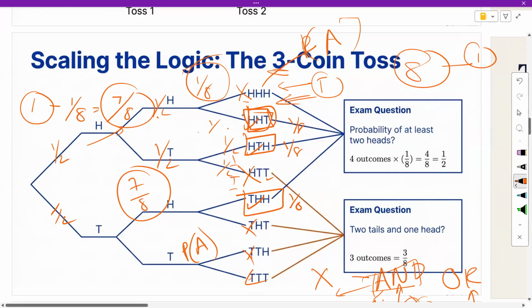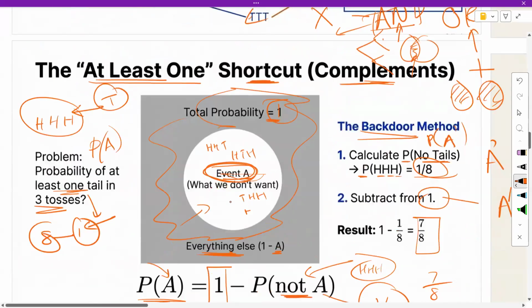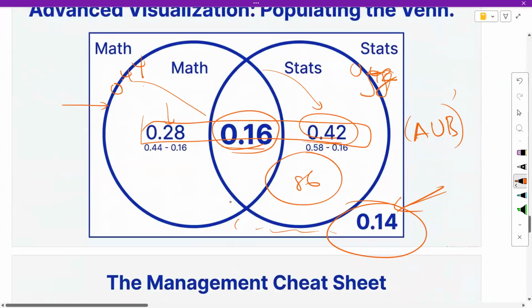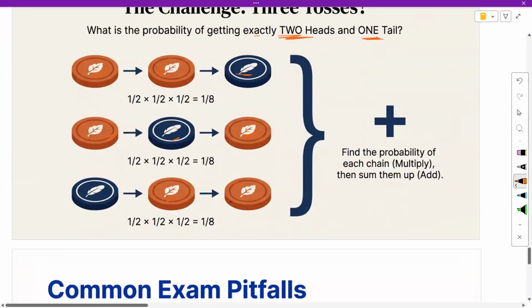So the question is exactly 2 heads and 1 tail. So we can take this. If we get this outcome, we win. If we get this outcome, we also win. For this outcome, we also win. So then the probability of getting it is 3 over 8. Clear? So this is 1 over 8.